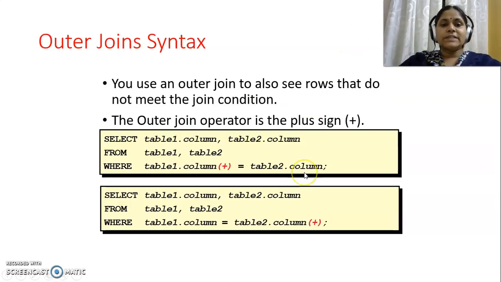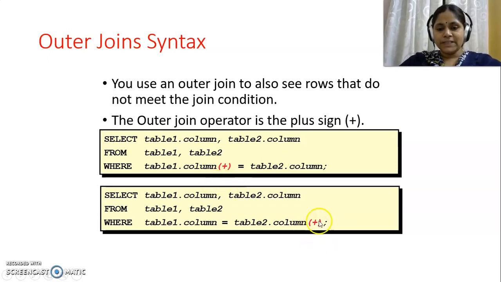This is how the syntax goes. We are going to use the plus symbol for outer join. So the syntax is: select table1.column, table2.column from table1 and table2 where table1.column plus. It means that irrespective of whether the column values are equal or not between table 1 and table 2, all the values in table 1 will be displayed, that is, both the matching values and also non-matching values in table 1.